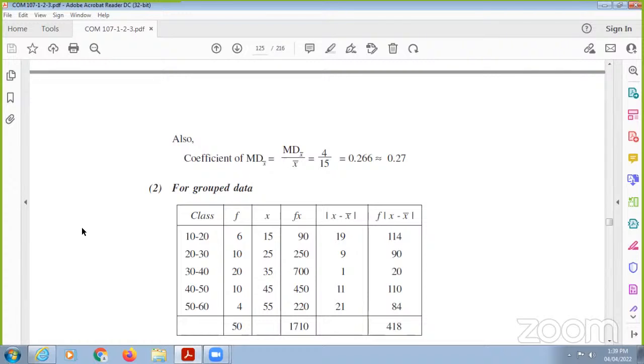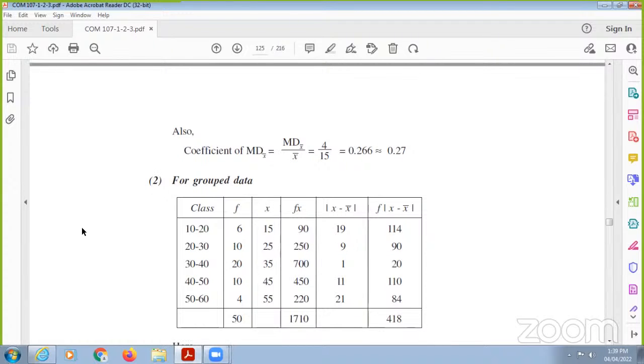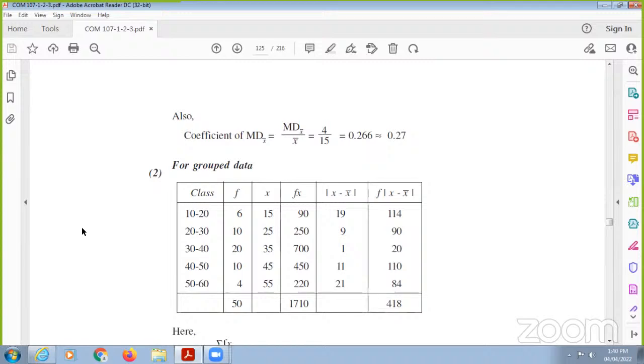Then 9 multiplied by 10, 90. 20 multiplied by 1, 20. 10 multiplied by 11, 111. Then 21 multiplied by 4 is equal to 84 here. The total of this last column is 4 plus 4, 8, then 1 plus 9 plus 2 plus 1 plus 8, 18, then here 1 plus 2, 28, then 418 here. This is the total here.